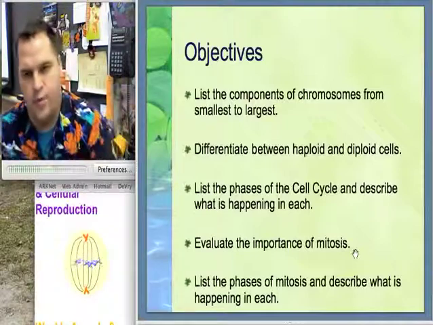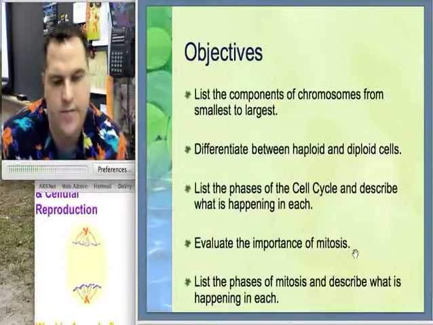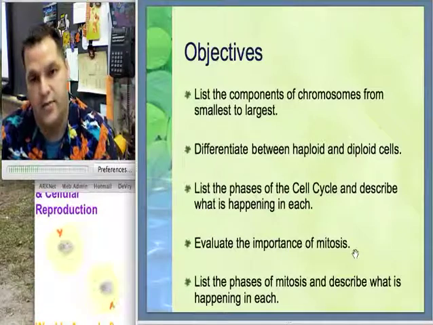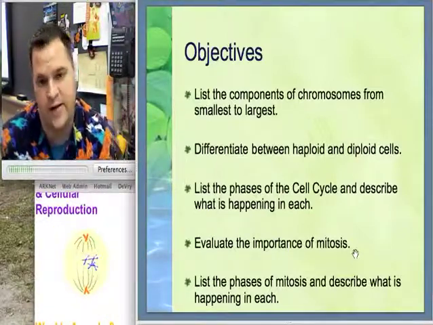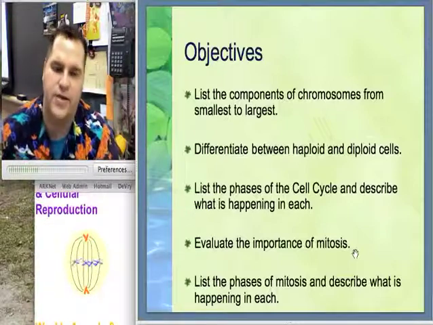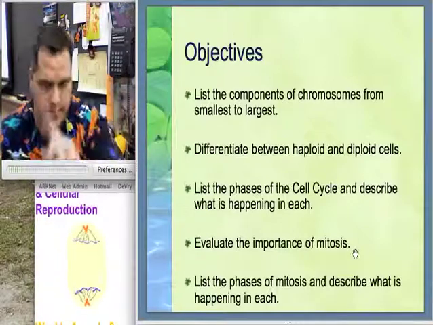Why is mitosis important? Well, if anything wants to grow, it's got to be able to produce new cells. And we know from the cell theory that all cells come from pre-existing cells. So mitosis tells us how that happens. And finally, what are the phases of mitosis, and describe what's happening at each. I'm going to do you one better.